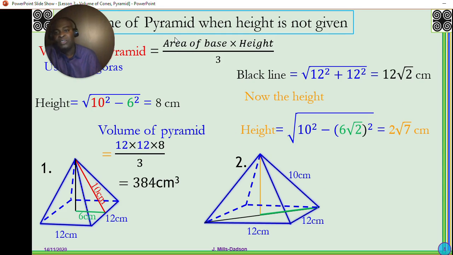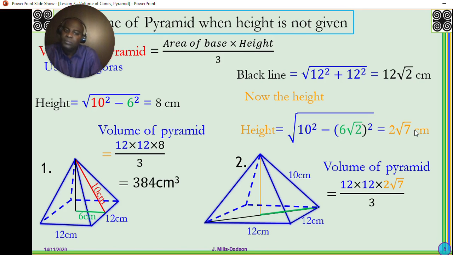I can now go back to the area of base, which is 12 times 12 times by the height, 2 root 7, then divide the whole thing by 3. And that will give me 254 centimeter cube, rounded to the nearest whole.